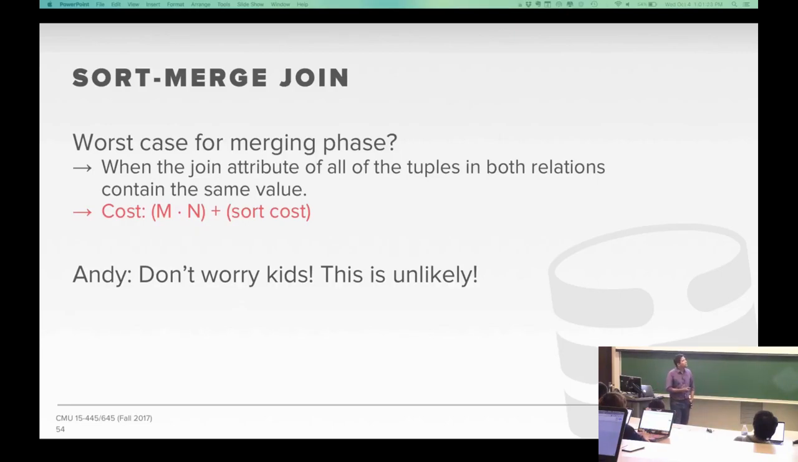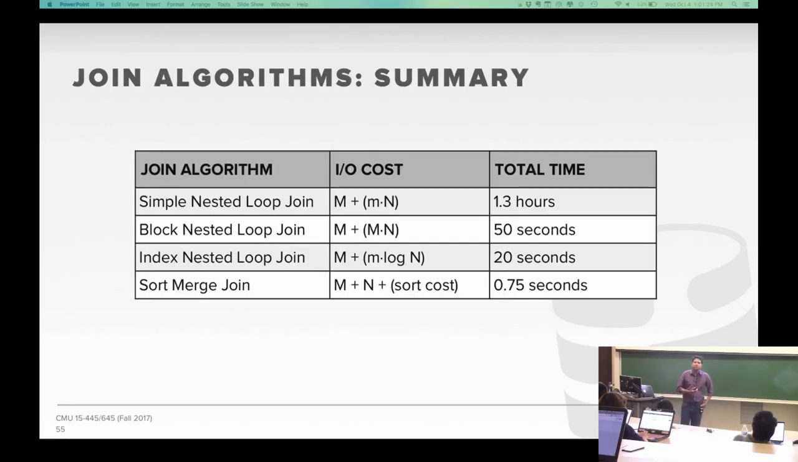So this table summarizes all the join algorithms that we have focused on so far. The three different variants of the nested loop join: the simple nested loop join algorithm, the block nested loop join algorithm, and the index nested loop join algorithm. And we also covered the sort merge algorithm, which can be used when the input tables are sorted. Okay.